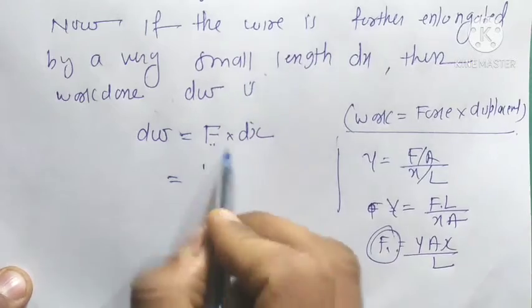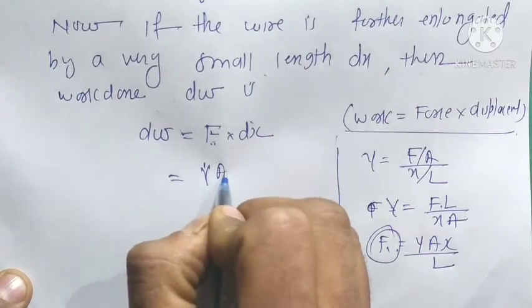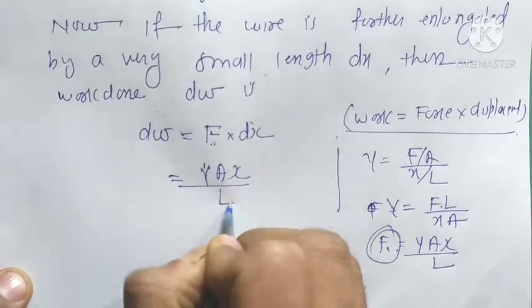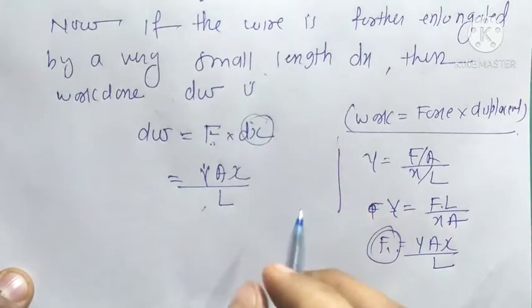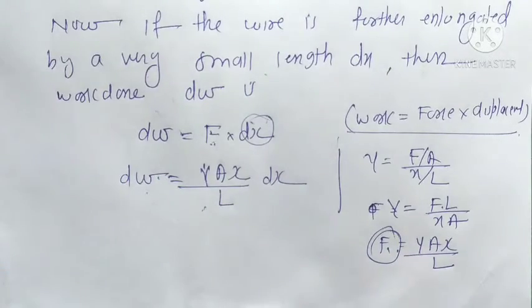So now we put this value here. Young modulus, area of cross section, change in length upon original length, and this is the dx, a very small change in length dx. This is the value of dW, I mean very small work done.